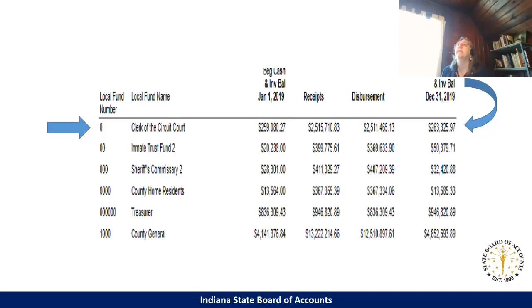In this case, there was one line for the clerk. It just says clerk of the circuit court, but it's really the clerk's trust fund. And it shows the beginning balance, receipts, disbursements, and ending balance for 2019. And it's this number, the ending balance, that you're going to want to start with when you do your report for 2020.